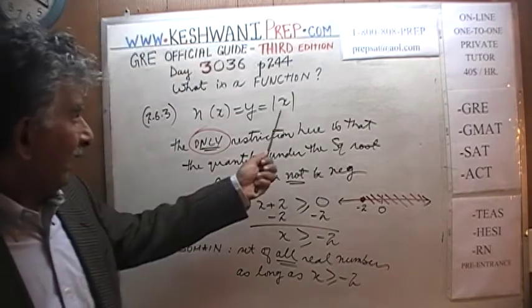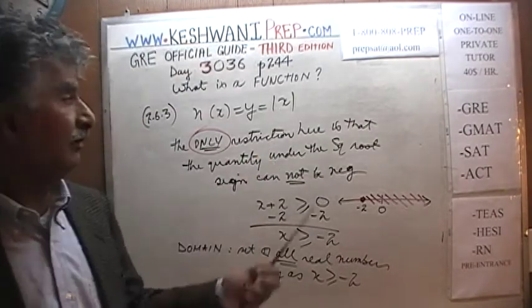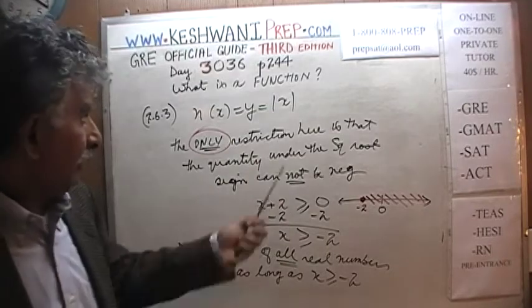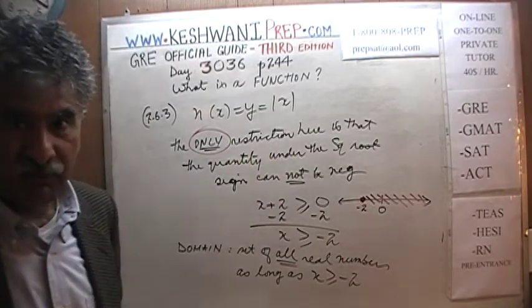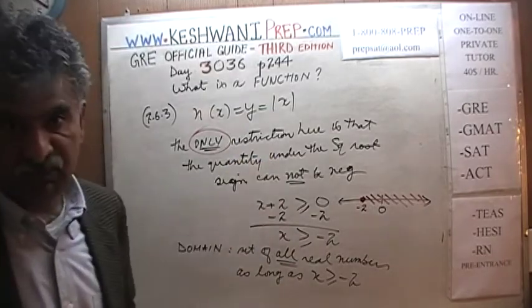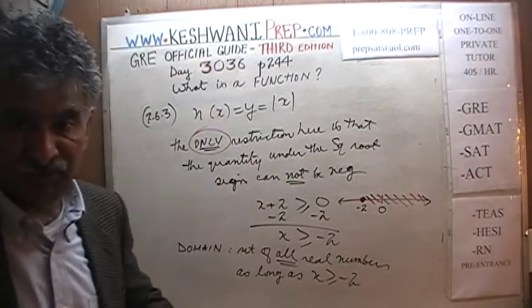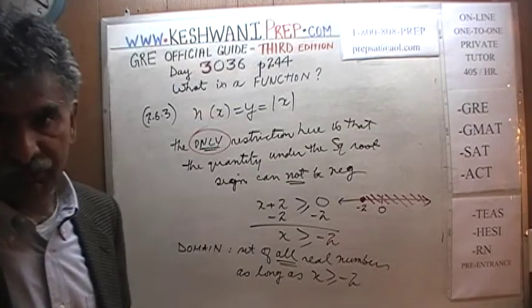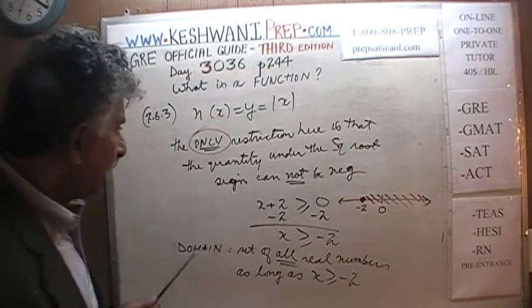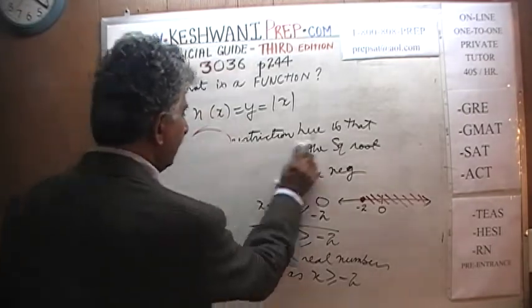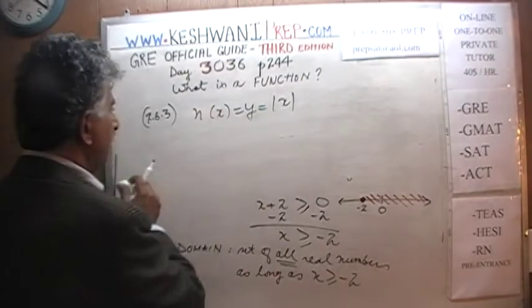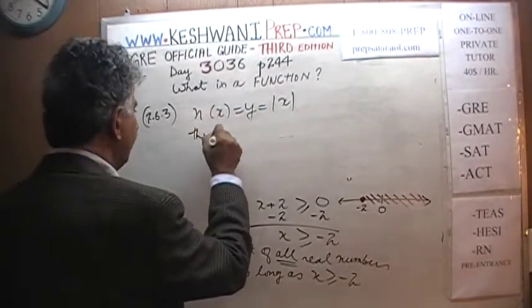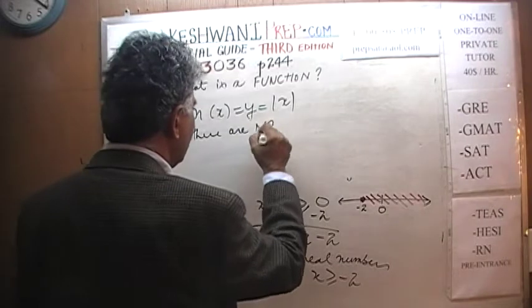Well, let's ask ourselves, can x be negative? The answer is yes. Can x be negative 5? Of course, if x is negative 5, y would be just 5. Can x be 0? Of course, x can be 0. Can x be a fraction? Can x be half? Of course, it can be half. Can x be positive? The answer is yes. So what do we conclude? There are no restrictions here. There are no restrictions on X.